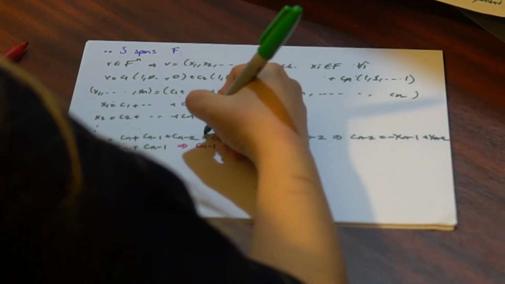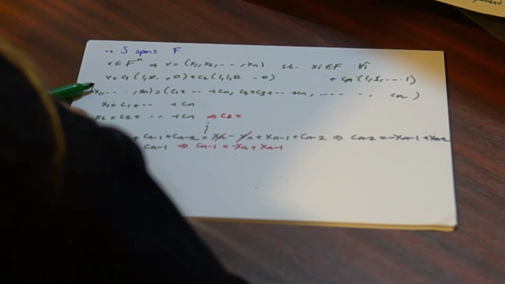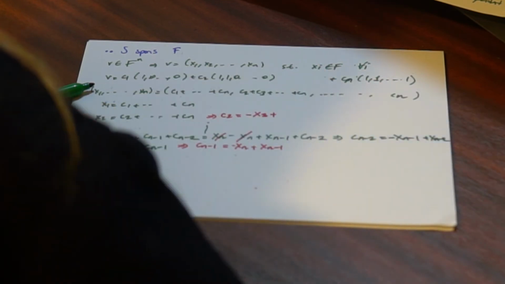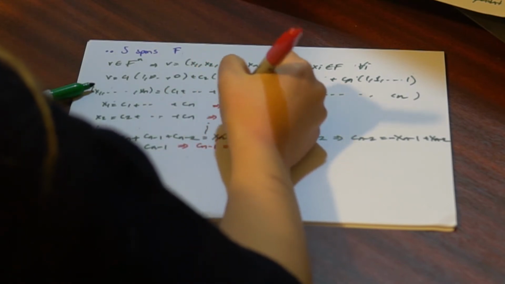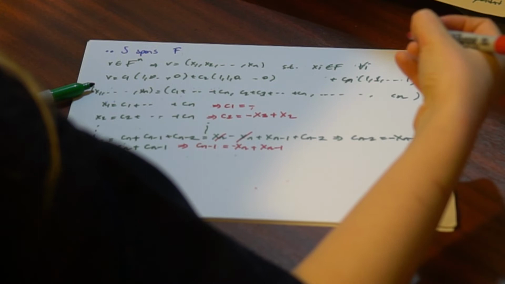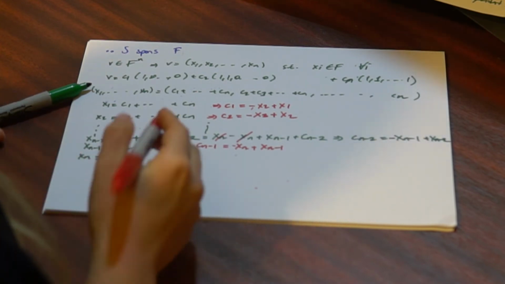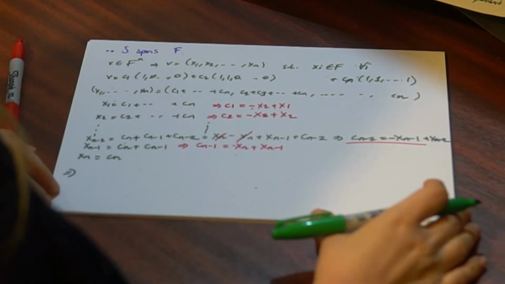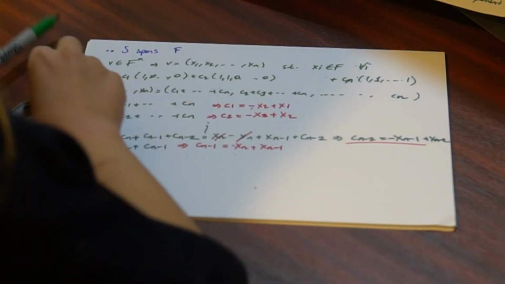And if you go like this, you will find that C2 is equal to minus x3 plus x2, and C1 is equal to minus x2 plus x1. So we find the Ci's like that. Now let's look at the x1. Let's check.